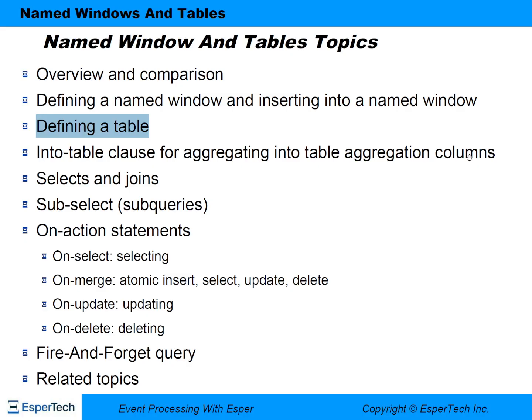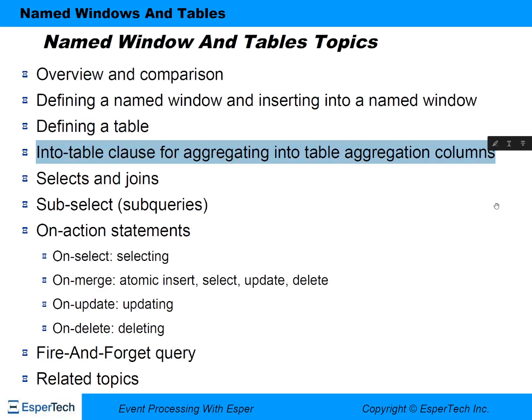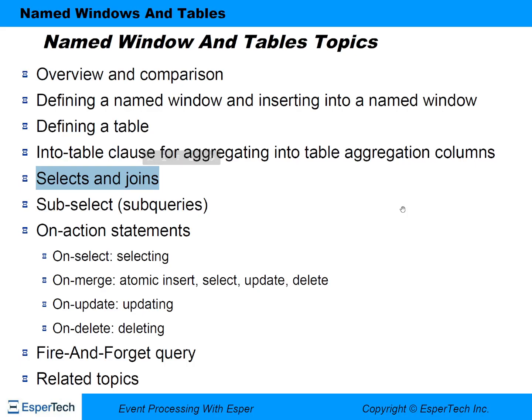And after that is the into table clause for aggregating into table aggregation columns. Thereafter is a discussion about selecting and joining named windows and tables. Then we learn about subselects, also known as subqueries. We look at onAction, starting with onSelect for selecting.